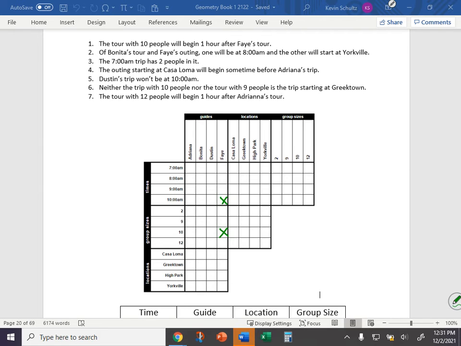Thomas? A group of 10 people can't go at 7 a.m. The group of 10 people can't go at 7 a.m., right? Because that's the first tour of the day. The group of 10 people is after Faye's. So 10 and 7 a.m. can be eliminated as well. That cannot be the first one. So all this information, or what it can't be, we can get just based off of this.